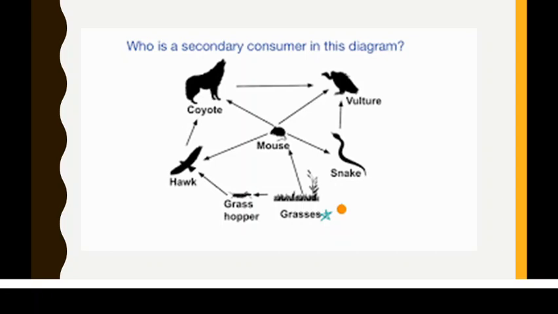In our next class we will see the different types of food chains. That is, they are classified into three major types, and we will learn about this in our next class.